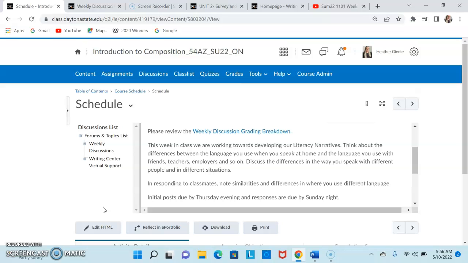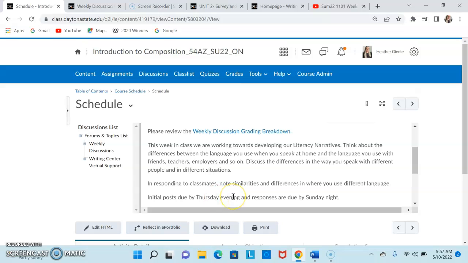Think about the differences between the language you use when you speak at home and the language you use with friends, teachers, employers, and so on. Discuss the differences in the way you speak with different people in different situations. And you can totally tap into Amy Tan's piece. She talks a lot about the use of language. So just think about the way that you use language, whether you're formal or informal, and how you speak to people differently. So hopefully this is a fun week to think about.